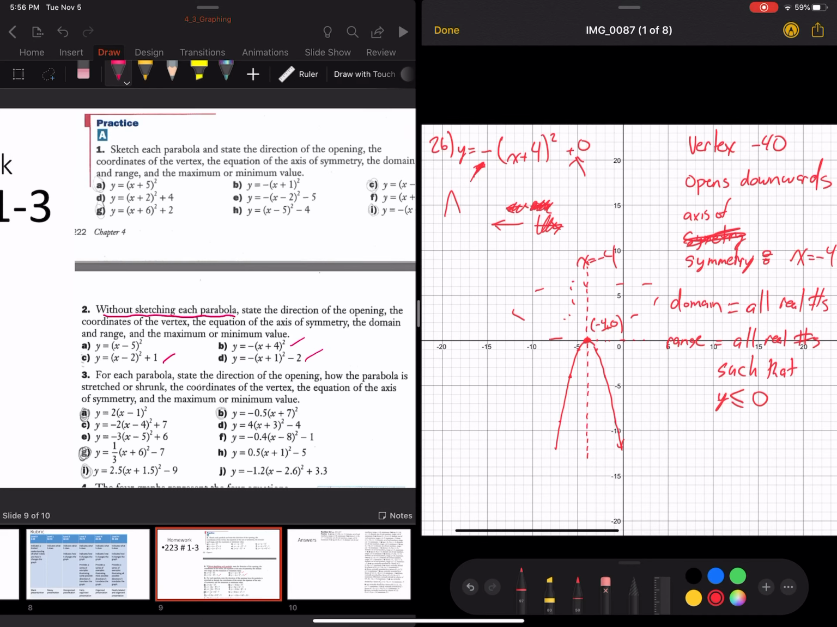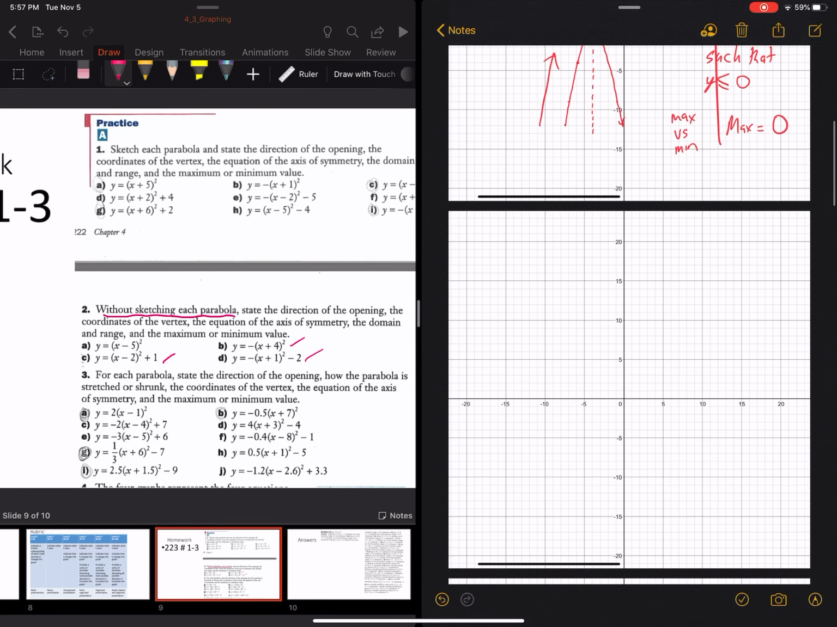What's the last thing it asks us to do? Does it have a max or a min? Well, there's a maximum value, right? It goes up until it reaches 0. Does it go higher than 0? No, max equals 0. That's how we do part 2B.